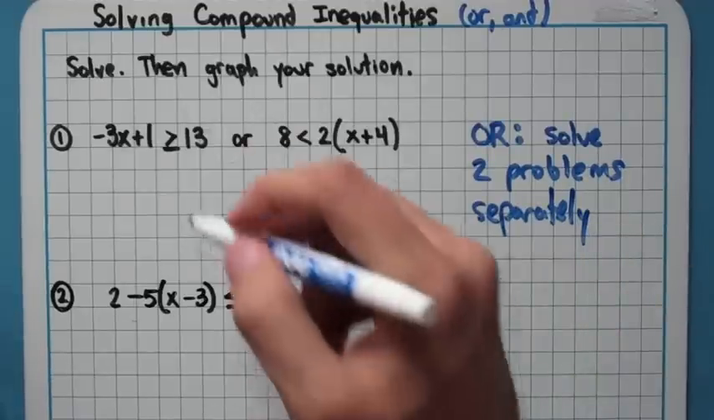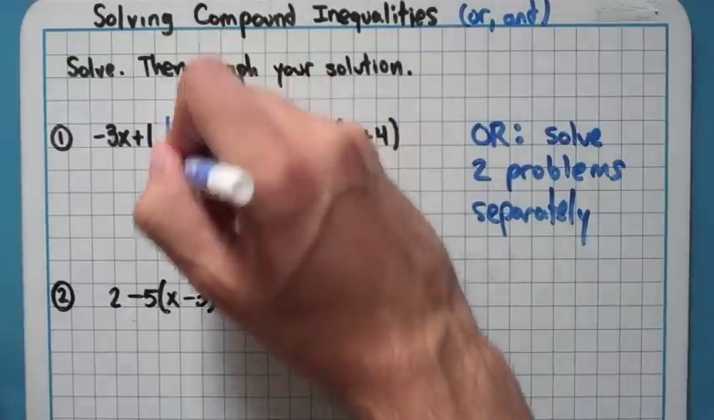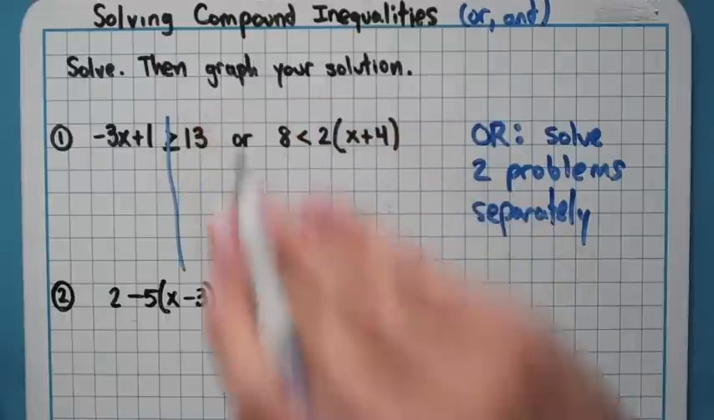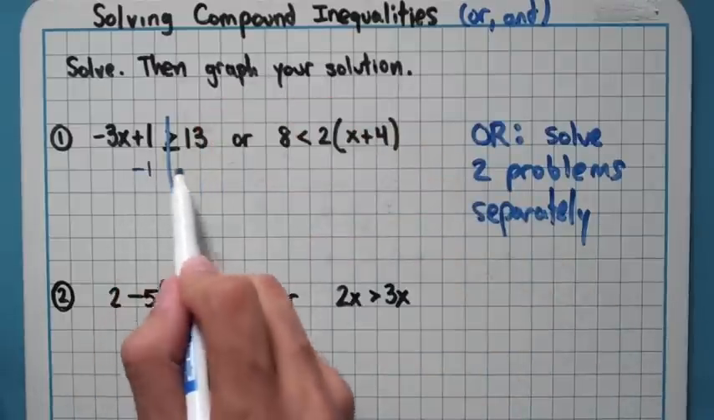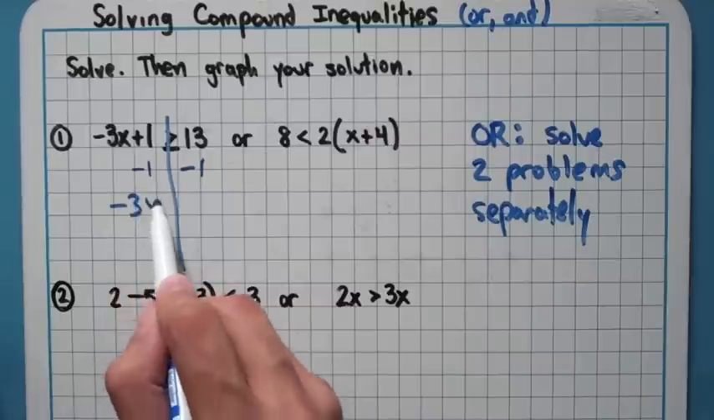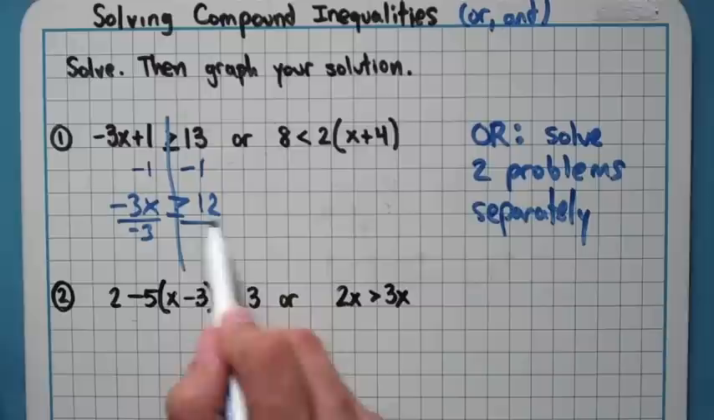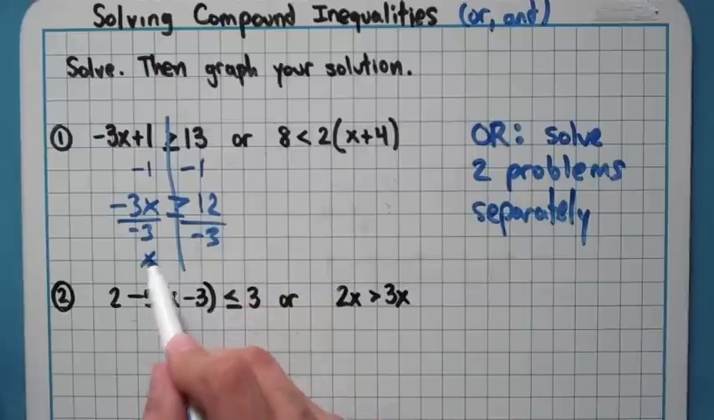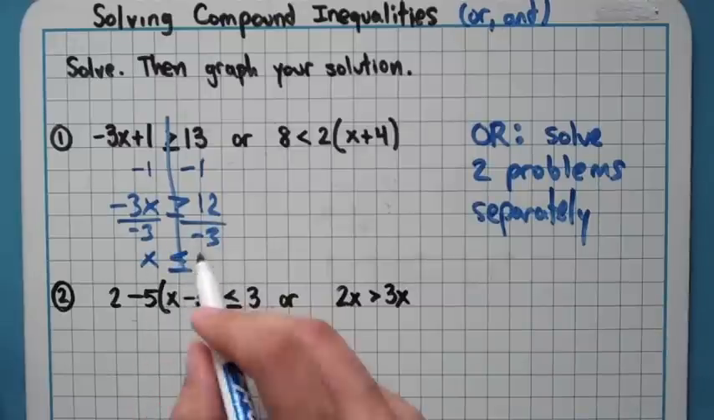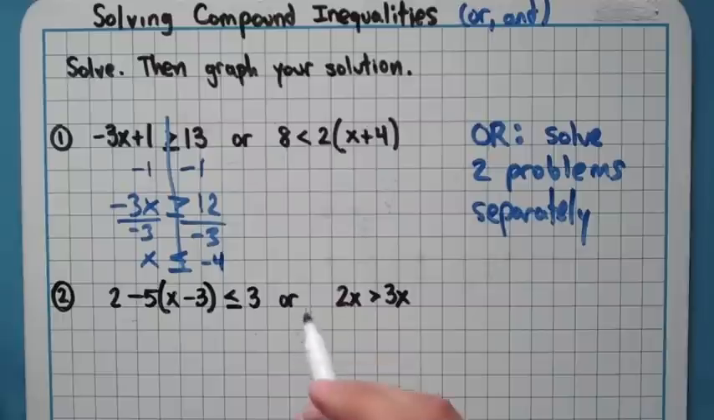So, on my first one here, I'm just going to take it one piece at a time. I'll solve this one and ignore that one over there for now. Subtract the 1. Negative 3x is greater than or equal to 12. Divide both sides by negative 3. I end up with x, flipping my sign, less than or equal to negative 4.